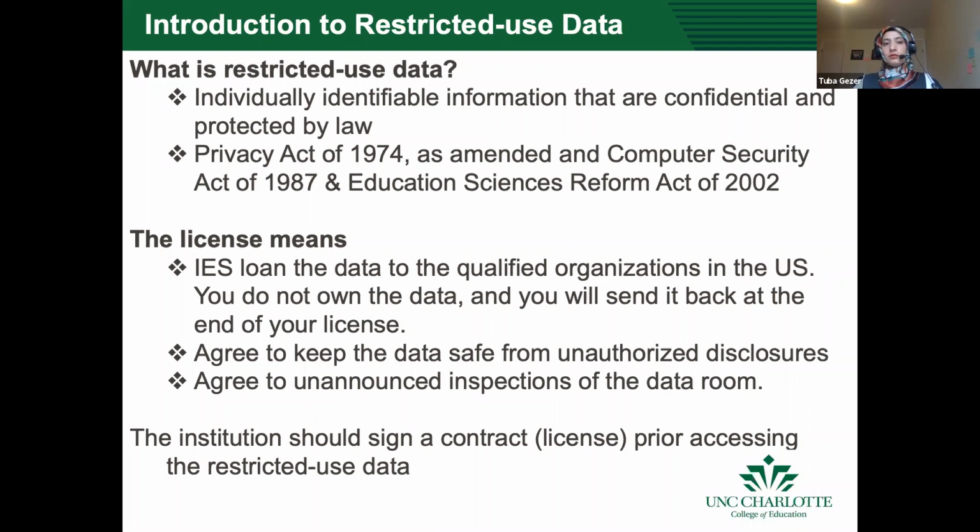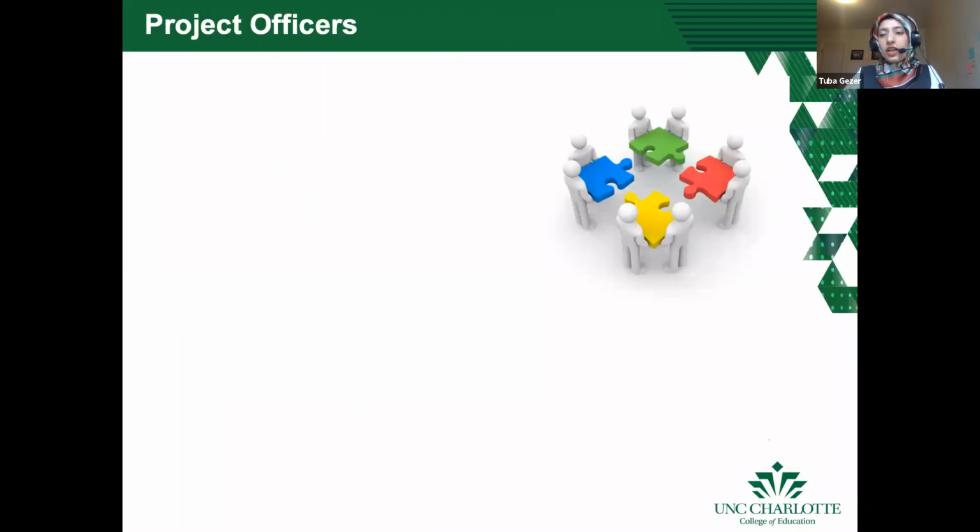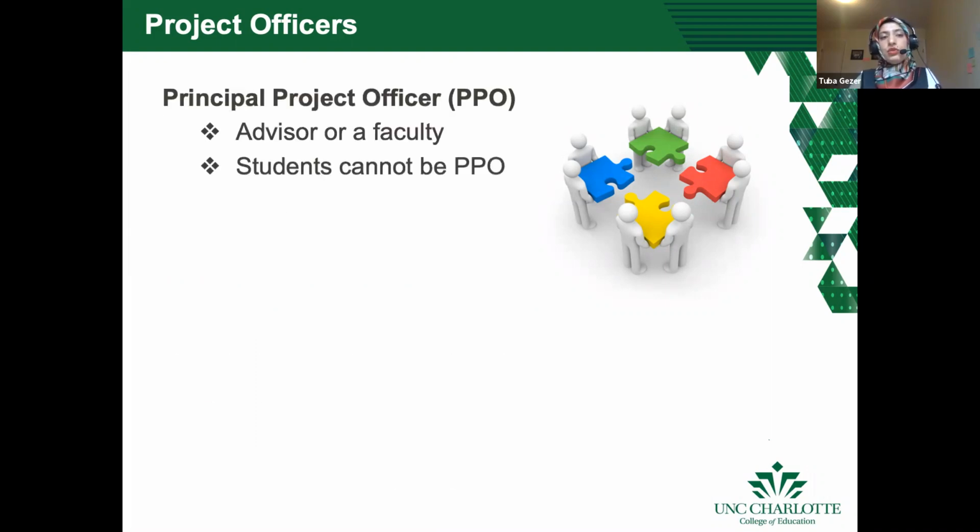So far, so good. Okay, so I assume most of us are graduate students right now, and you need to find 3 people to help you in getting this license. One of them is the principal project officer. It can be your advisor or a faculty member. As a student, you cannot be a principal project officer, so you have to find a faculty member to support you in this process because you cannot be the PPO.